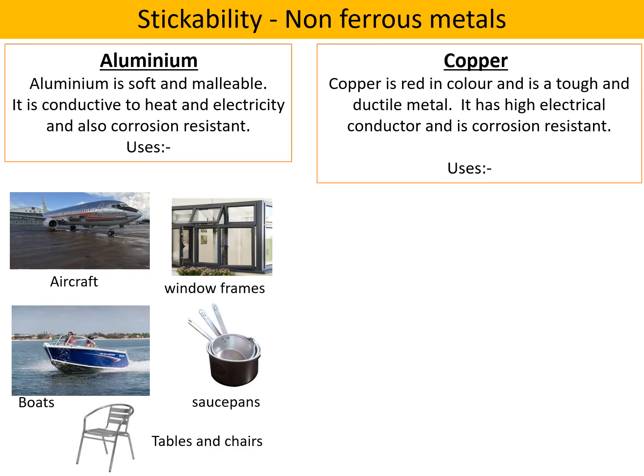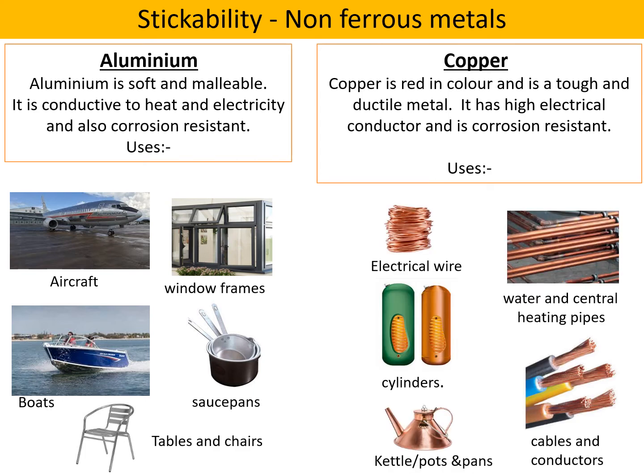Copper. Copper is easily identifiable. This is because it's red in colour. It's very tough and it's ductile, meaning that it can stretch along its length. This is really useful because it means it can be made into copper wiring, and it does have a high electrical conductor and is corrosion resistant.